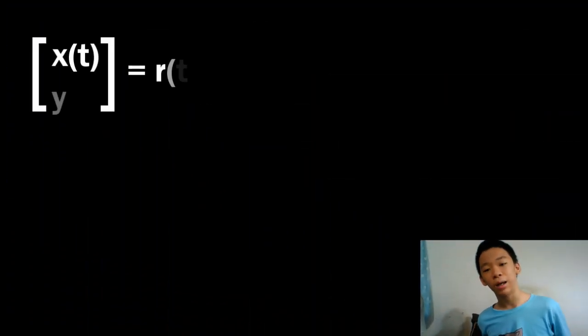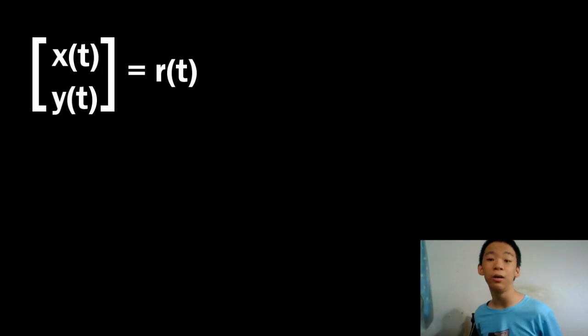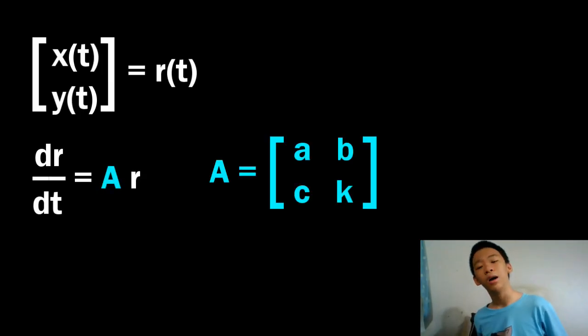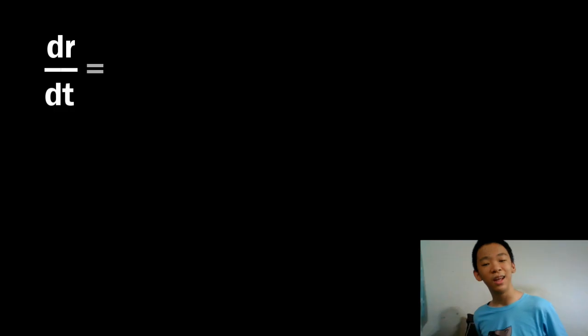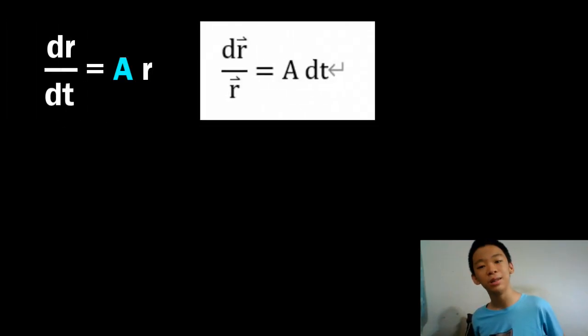The other way we can solve this matrix question is to compact x of t, y of t into the position vector r of t, rewriting it like dr over dt equals A times r, where A is the matrix a, b, c, k, of course. Then we're going to treat r of t like a number and move it to the left, move the dt to the right, and we get dr over r equals A dt.